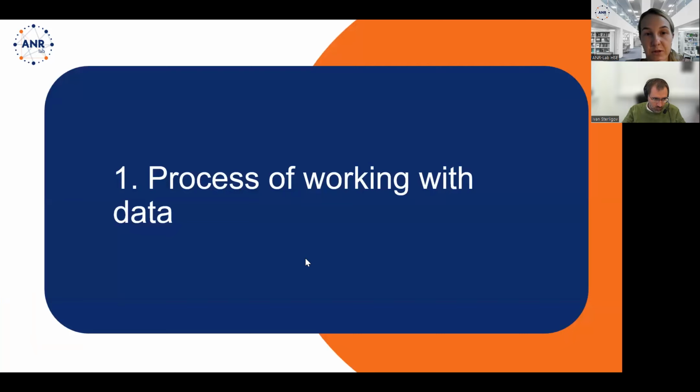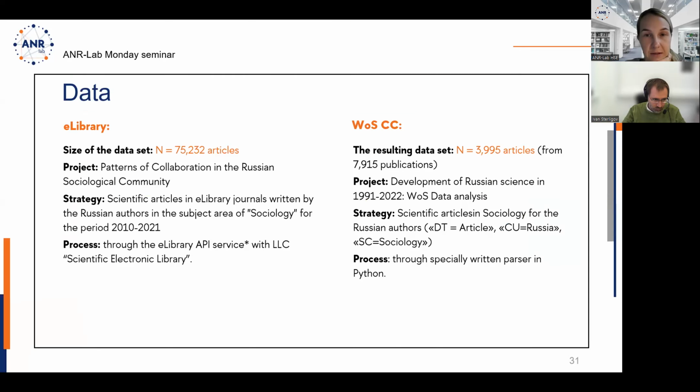Okay, now let's move to the comparison that we made, and let's look at the process of working with data. And here I would start this comparison. Talking about the sizes of the data sets, you can see them on the slide. We had more than 75,000 publications in eLibrary, and about 4,000 publications in Web of Science. And as I said, these data sets were collected through different projects. I think I told you about eLibrary, but I need to say more about Web of Science.